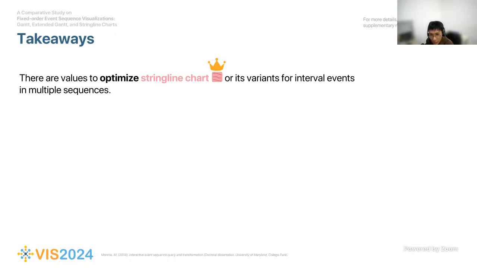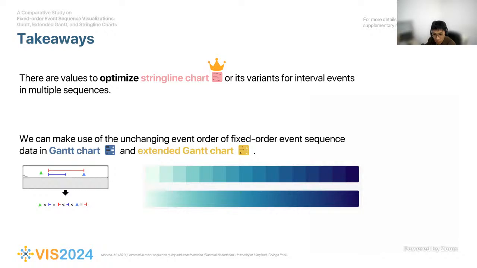On the other hand, we can make use of the unchanging event order of fixed order event sequence data in the other 2 charts, for example, grouping technologies in existing studies or sequential color mapping, but it will require further evaluation about the efficiency, the task error rate, accuracy, and the task time cost.